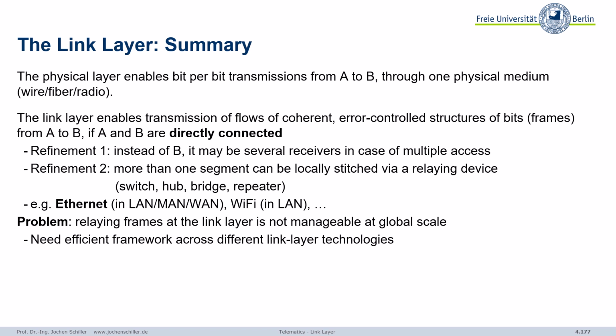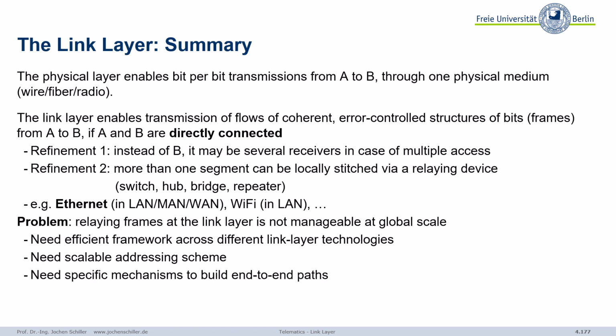And for global scale, we need a different framework that is more efficient for different link layers. And this is then where we go to the higher layer. So to make it more scalable, we need a different addressing scheme, and we need some mechanisms to really build end-to-end paths. Because remember, layer 2 is only valid between one NIC and the next NIC.